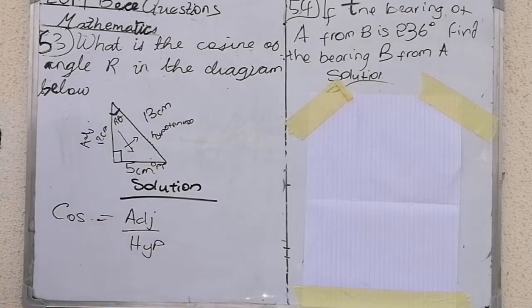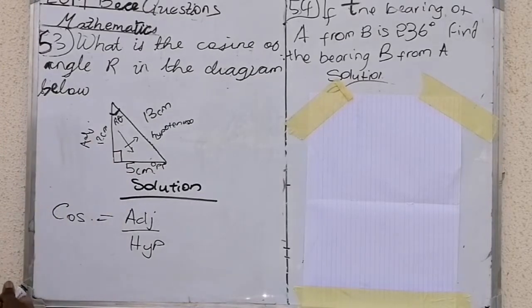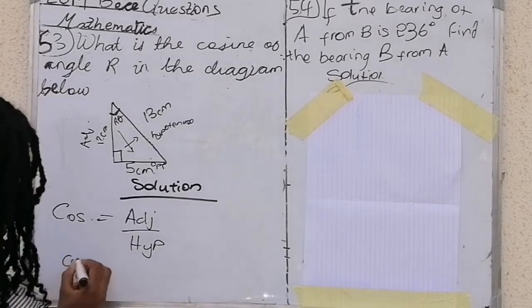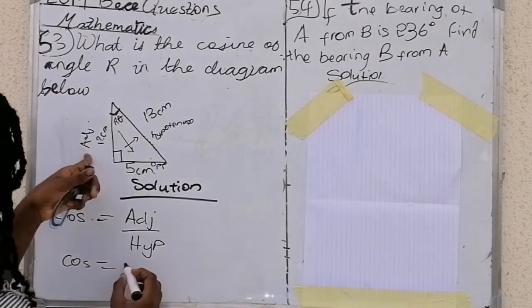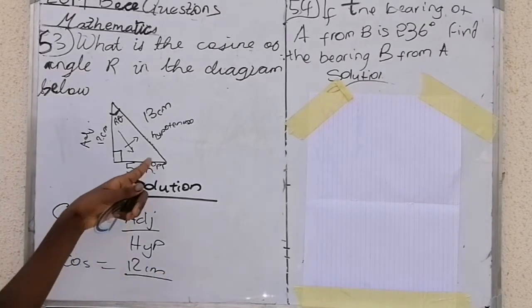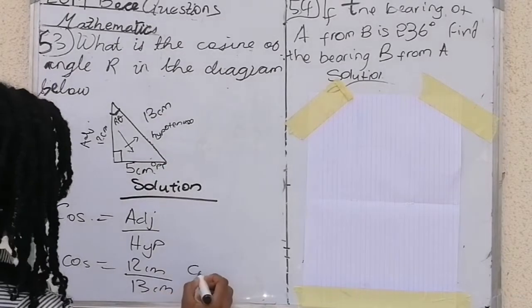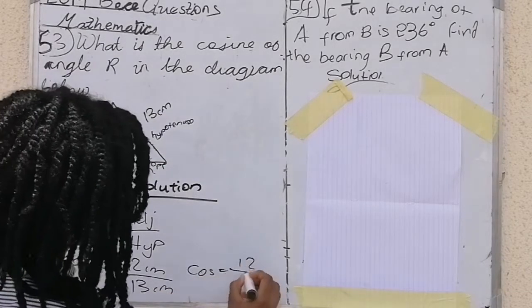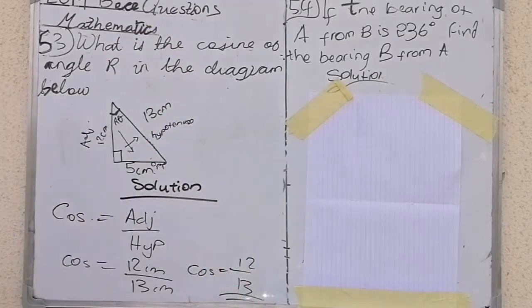So now that we know the names of these sides, we can substitute the values. So cosine equals, the adjacent is this 12 centimeters all over the hypotenuse, which is 13 centimeters, meaning the cosine equals 12 over 13. So this is the cosine of angle R, which is angle theta.